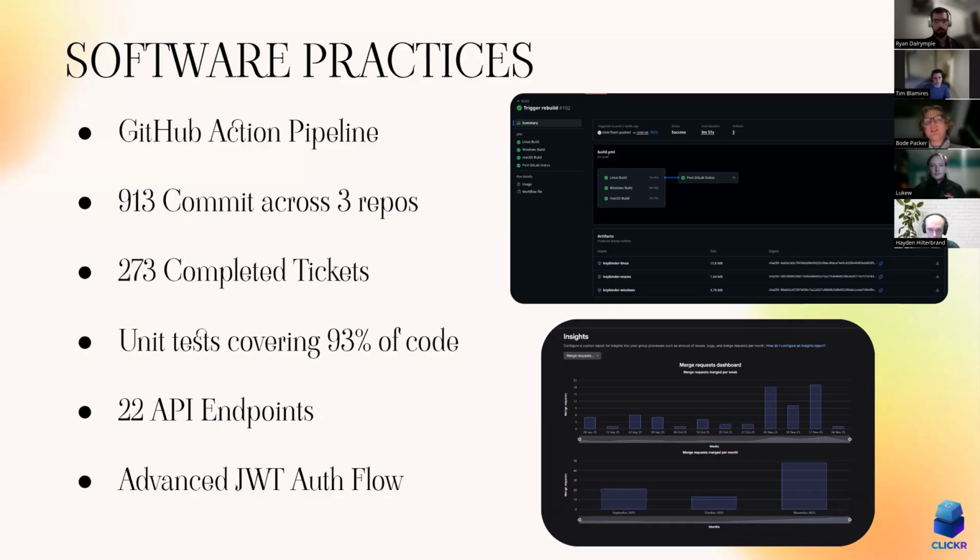We had 913 commits across 3 repos. We spent a lot of time separating these across multiple repos and making sure things were clean. We completed 273 tickets. I know Luke and Ryan spent a lot of time working on unit tests, so we have a clean coverage of our code. And we have 22 API endpoints. This allows us to interface with our database as well as supply users up-to-date information with what's going on in the community and different website metrics.